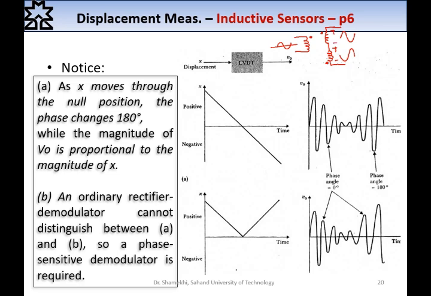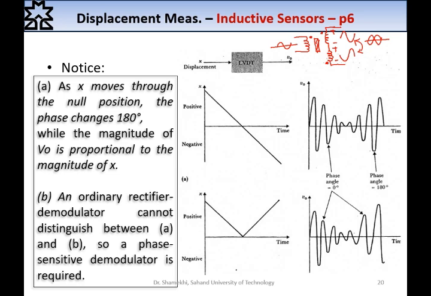If we place the core at the center, these two signals are equal and therefore the output will be 0. This signal will add with this one and the output will be 0.